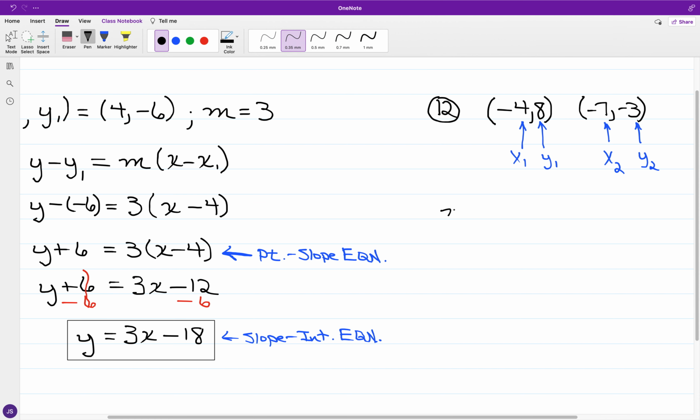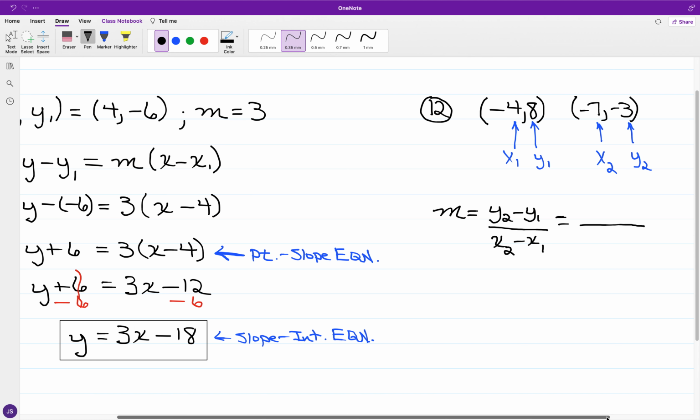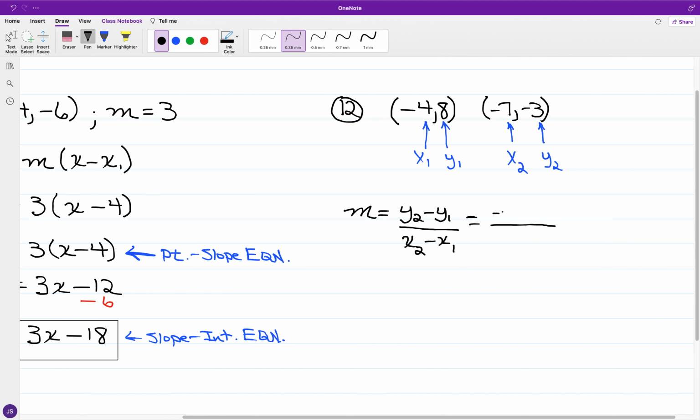And so for the slope m, we're going to have change in y with respect to change in x. So we have y2 minus y1 all over x2 minus x1, and we just fill in the values. For y2 minus y1, y2 is at -3, and we're subtracting y1, so we subtract 8. For x2 minus x1, x2 is at -7, and now we're subtracting x1, which we have at -4.